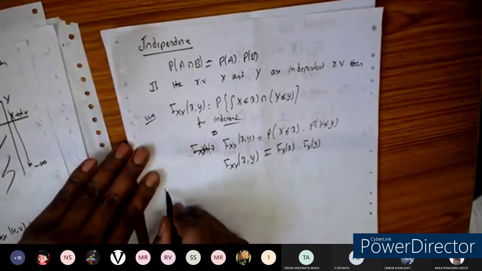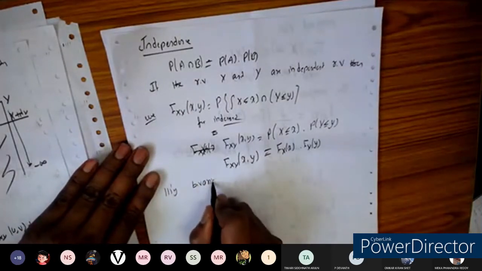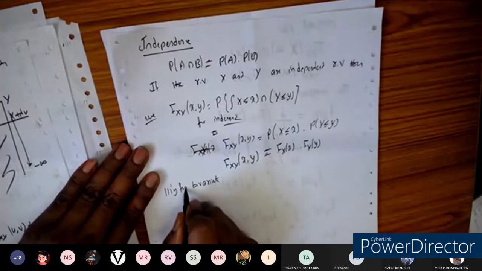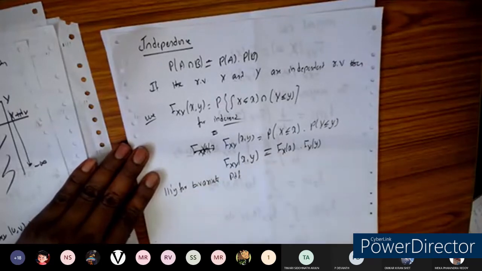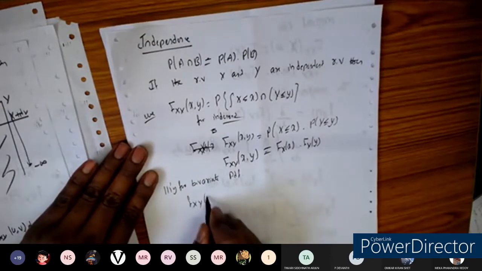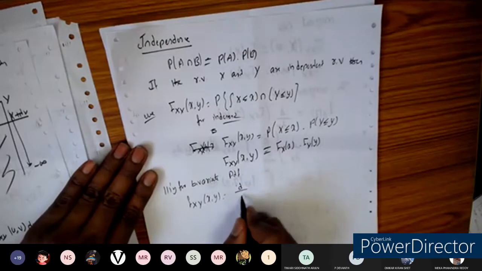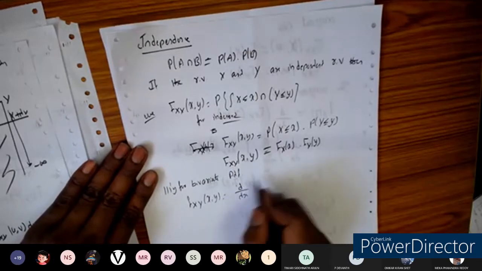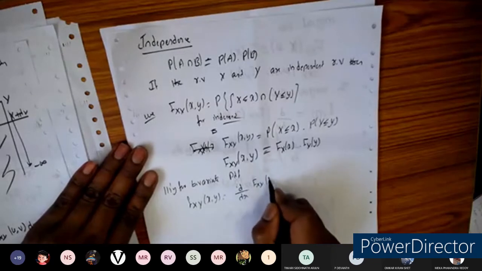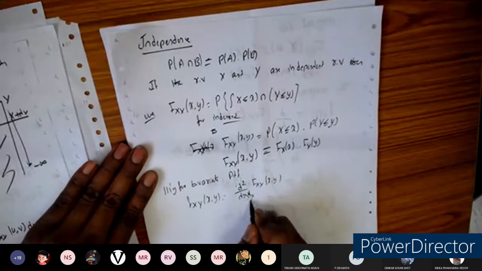Similarly, we can extend this concept to the bivariate PDF. The PDF is nothing but the derivative of the cumulative distribution function, so it is given by the second partial derivative, d squared by dx dy, of F_XY(x, y).